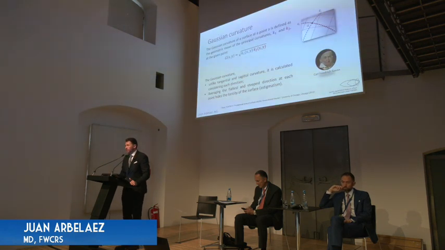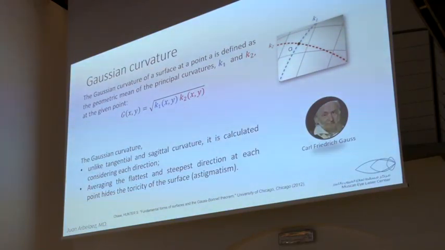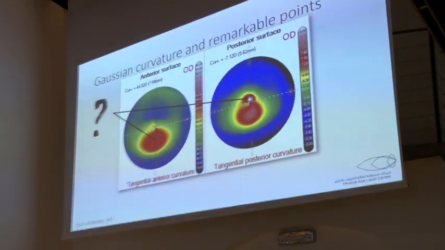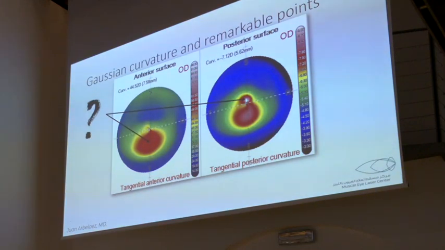So as I say, we use Gaussian curvature maps because Gaussian curvature maps are not based on only one meridian. Here it evaluates every single point in 2 meridians, and it hides all the astigmatic component that we have. As we can see here in this topography, everyone would agree in the past that the center of the keratoconus was that point that is shown in the posterior surface in the right.